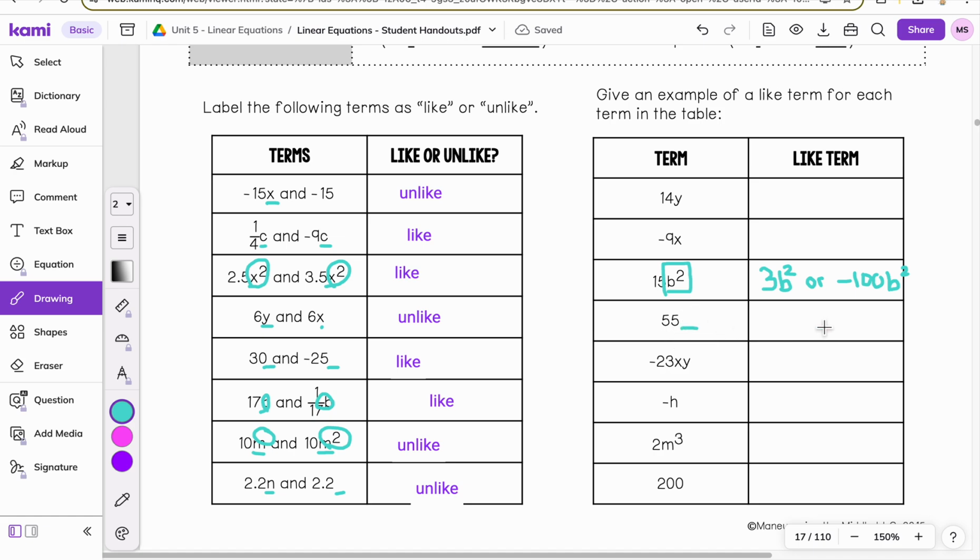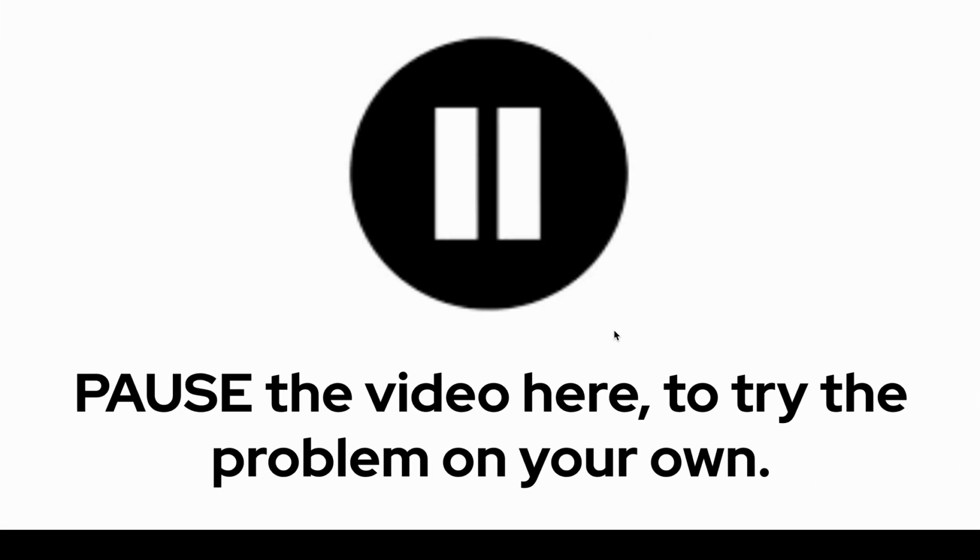No exponent means I would have no exponent again. So you can pick any number, 55. I could pick 17, right? I could pick 22. Whatever my favorite number is, it's a like term here. So again, I think this is a good time to pause the video and try some of the others on your own.